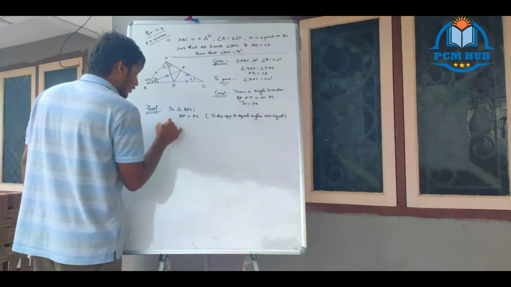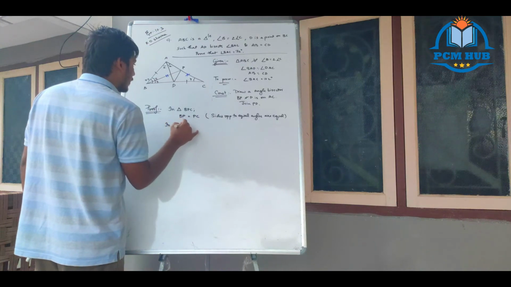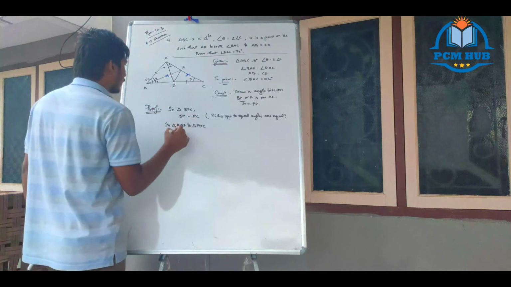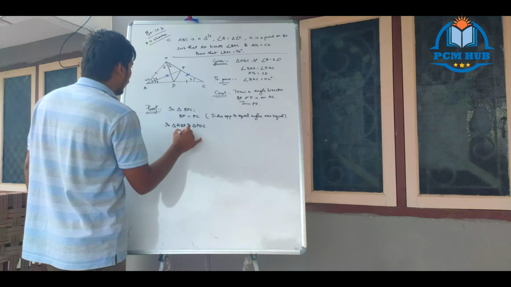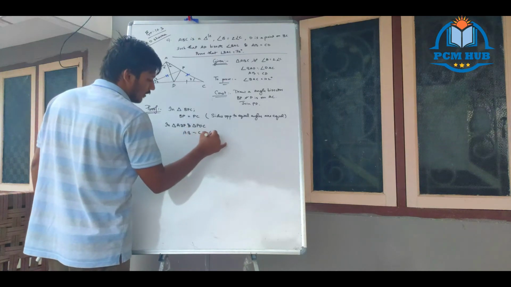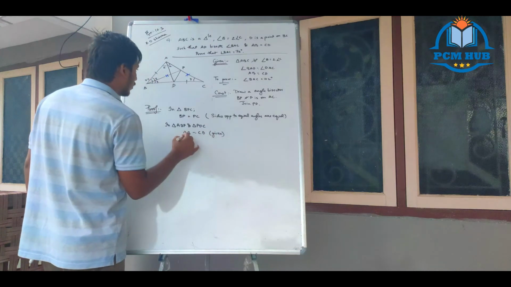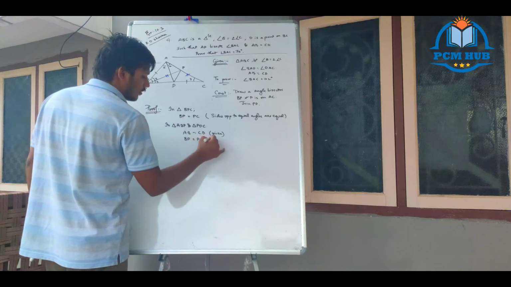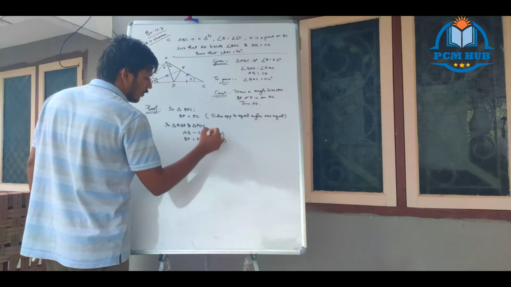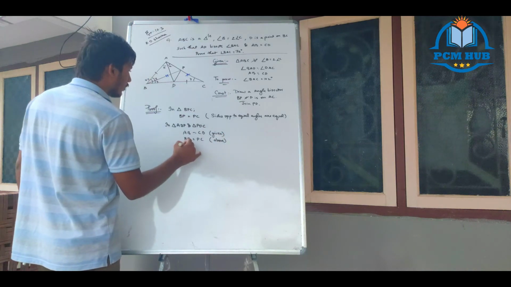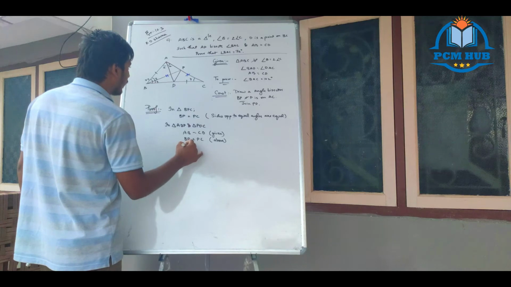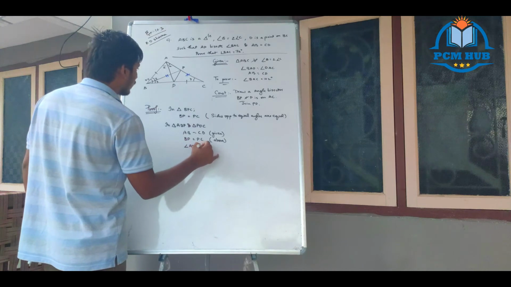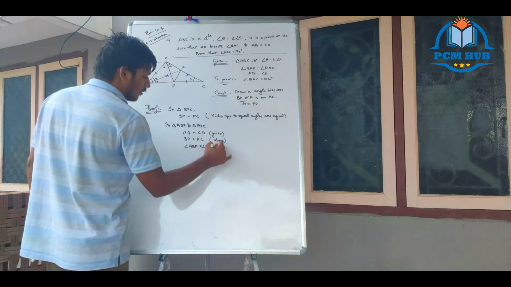In triangle ABP and triangle PDC, AB equal to CD, given. BP equal to PC, proved above. And the third one is angle ABP equal to angle PCD, which is equal to y.